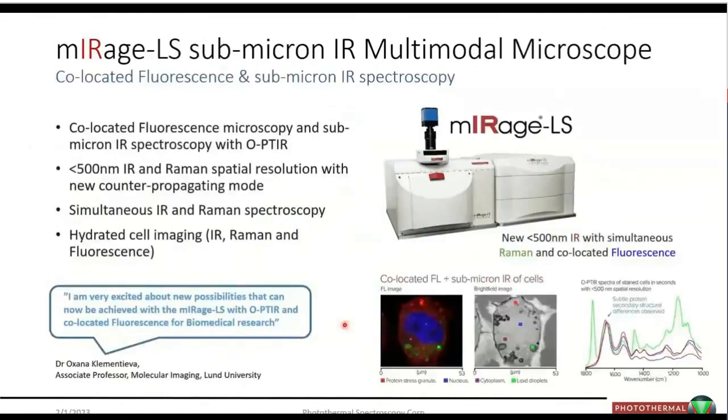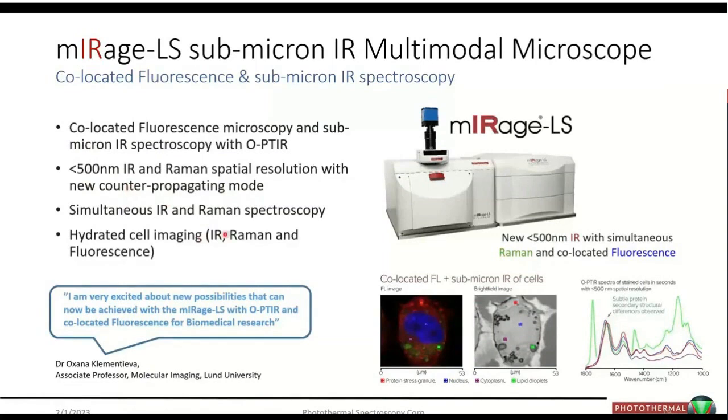So as I mentioned before, we have recently introduced the Mirage LS. That's our flagship sub-micron, sub-500 nanometer, in fact, infrared multimodal microscope. Some of the highlights there are that it now comes with the option for a co-located fluorescence module to be put on top, and that allows you to capture visible and fluorescence images of your sample to help guide your subsequent O-PTIR measurements. We've also introduced a new counter-propagating mode, and that comes up in the coming slides. That gives us certainly below 500 nanometer infrared spatial resolution, which is pretty darn exciting.